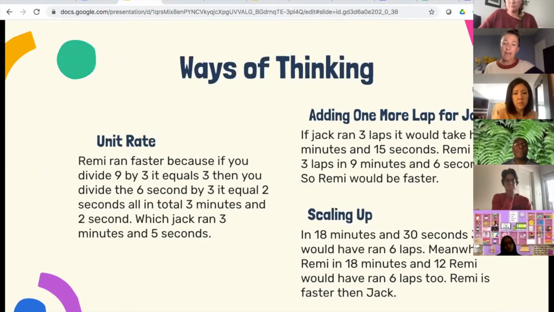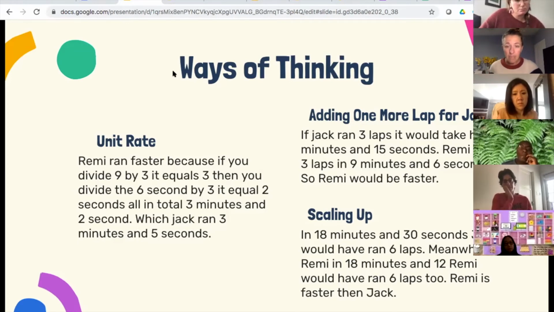But I just wanted to highlight and celebrate the different ways that you guys thought about this. And I mean that, like, by your students. We saw a lot of students that calculated a unit rate. So here's an example. Remy ran faster because if you divide 9 by 3, it equals 3. When you divide 6 seconds by 3, it equals 2 seconds. All in total 3 minutes and 2 seconds, which means Jack ran 3 minutes and 5 seconds. So pretty straightforward, not a perfect explanation, but definitely demonstrating the approach that we can use a unit rate.